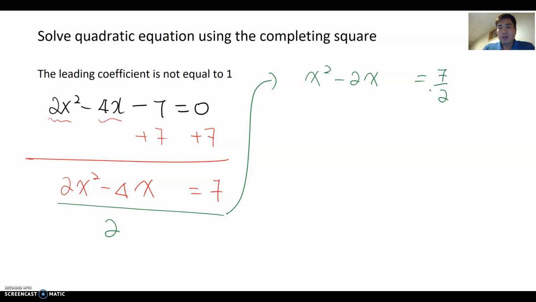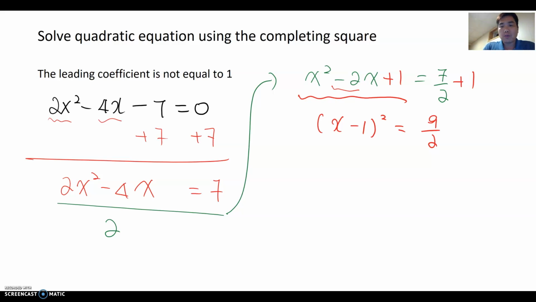So then what do we add as the constant value here? Yes, half of this term, squared. So negative 2 over 2 becomes negative 1, and negative 1 squared means positive 1. So you add 1 on both sides. If you factor, this becomes x minus 1 squared equal to 9 over 2, because 7 over 2 plus 2 over 2 becomes 9 over 2.